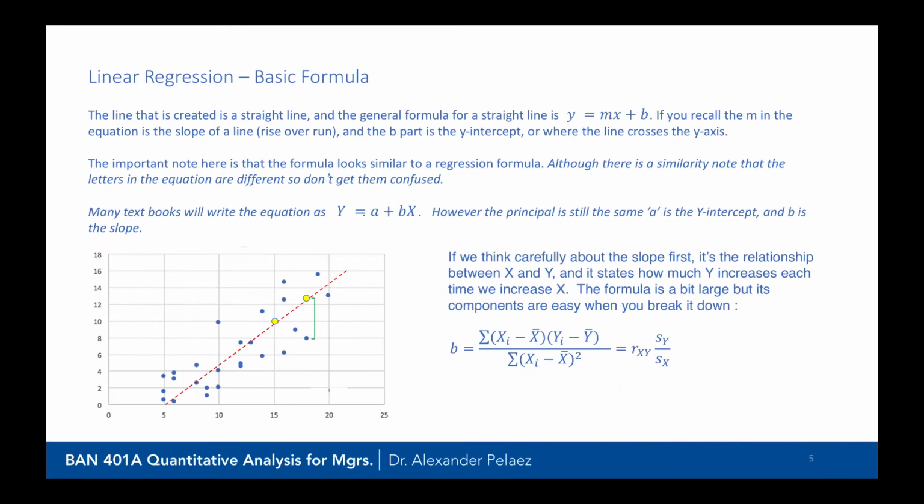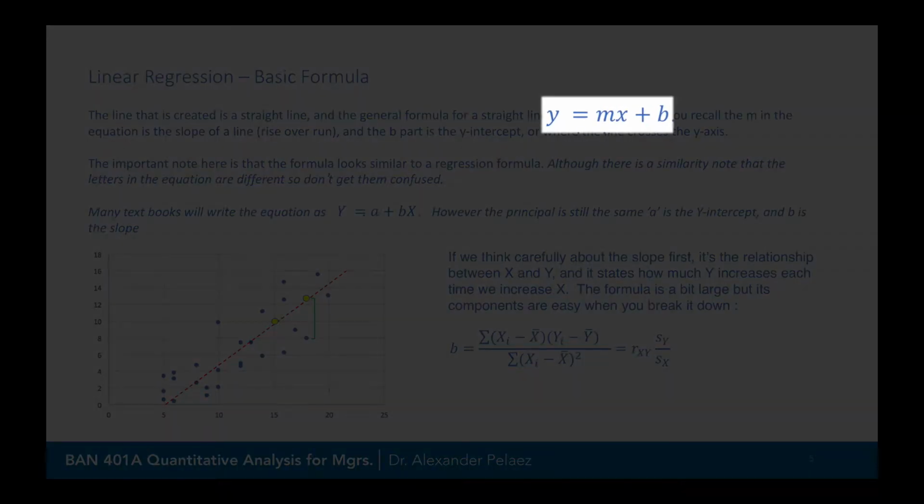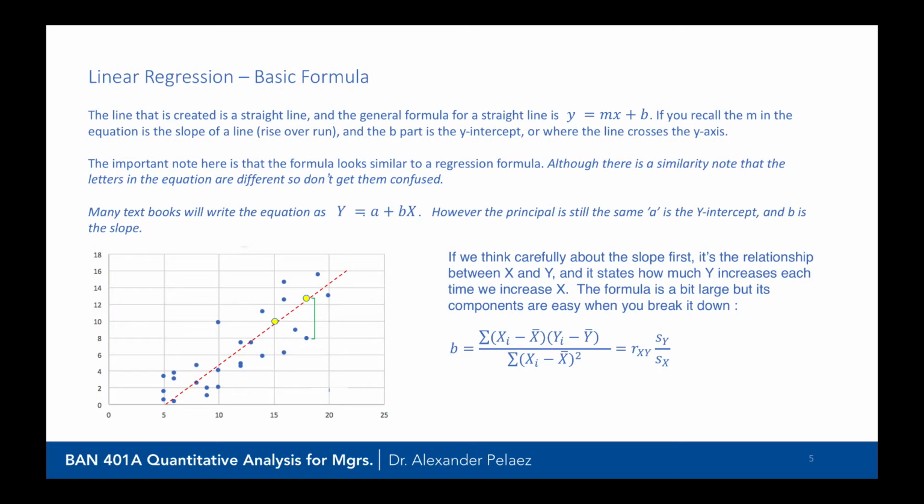The line that's created is a straight line, and we might remember that the formula for a straight line from high school math would be y equals mx plus b. If you recall, m is the slope of the line, and b is the y-intercept. The slope measures the rise over the run. How much is it increasing versus how much is it going across as a ratio. The y-intercept is where the line crosses the y-axis when x is 0. It's important to note that the regression formula will look very similar. And although there is a similarity, the letters in the equation are different, so we won't want to get them confused.